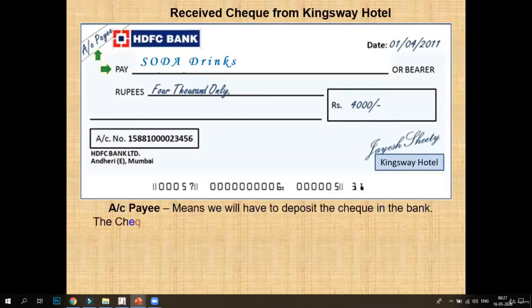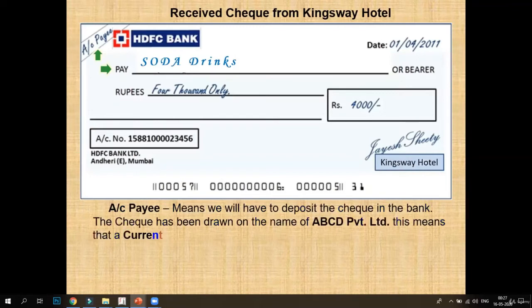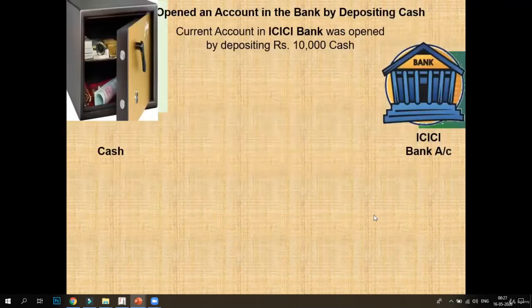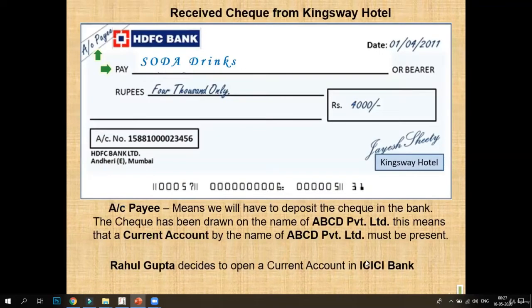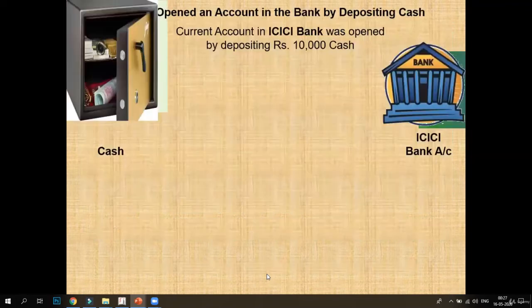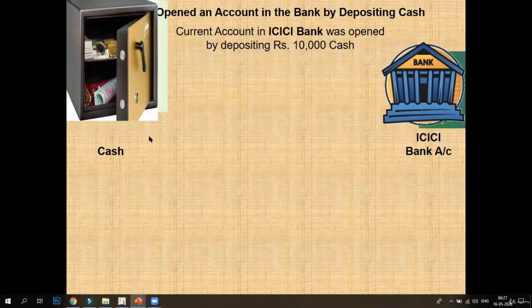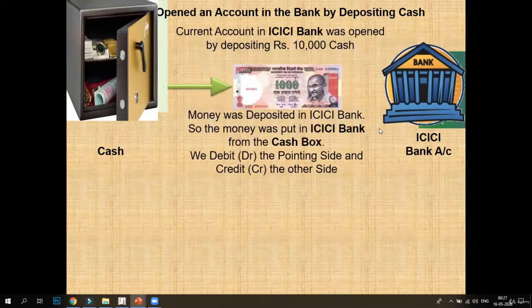Now the next transaction is we have received a check from Kingsway Hotel. So here what will be happening? The Kingsway Hotel is giving us the check. So we will have to deposit the check in the bank, and for that we have to open the current account in the bank first. So Rahul Gupta decided to open a current account in ICICI Bank. For opening the account, he decided to deposit some cash of the company in the ICICI Bank.